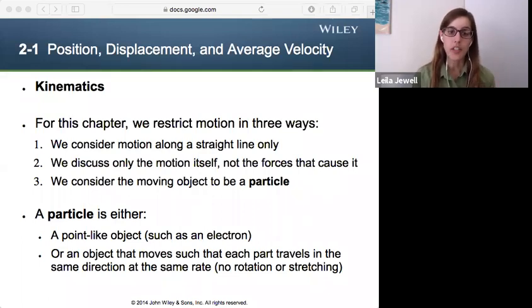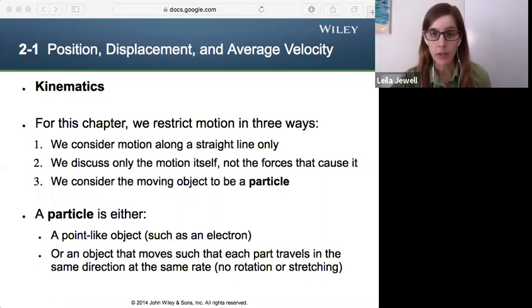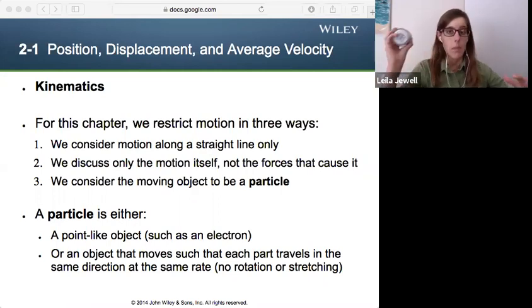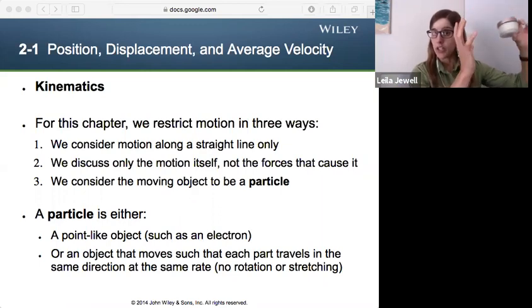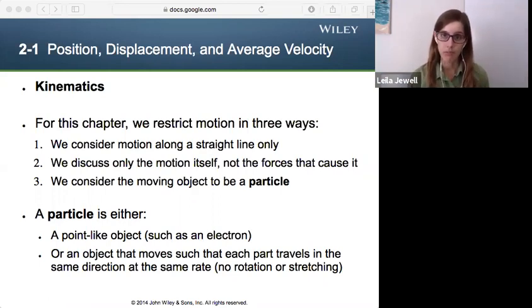Two, we're only going to discuss the motion itself, not the forces that cause it. So for instance, if I am throwing something, we're going to focus right now on just the fact that the something has been thrown and is flying through the air. We're not going to worry about the fact that my hand is flinging it. We're going to look at that instant when it leaves my hand and is just moving through the air. That's a subtle distinction, but we will get into the forces that cause motion in chapters 5 and 6.